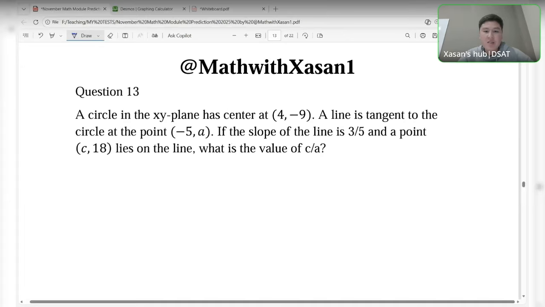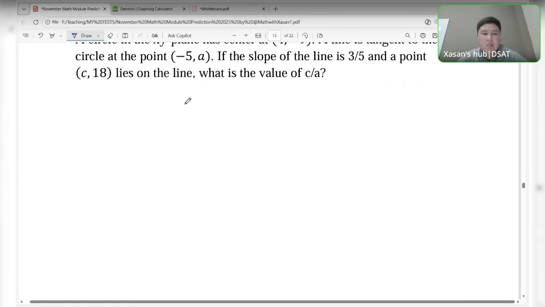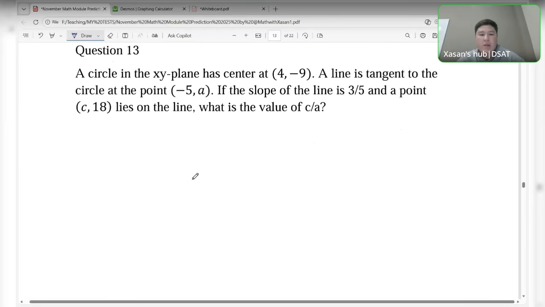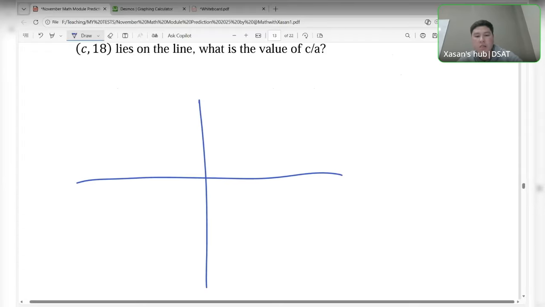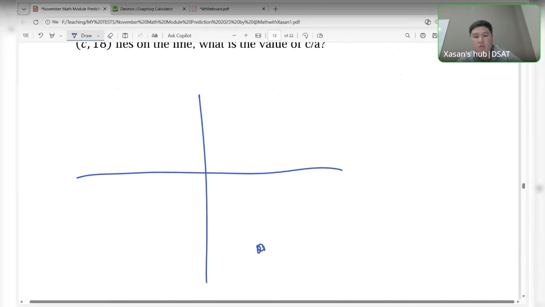We got a circle in the xy plane, which has center (4, -9). A line is tangent to the circle at point (-5, a). If the slope of the line is 3/5 and the point (c, 18) lies on the line, what is the value of c divided by a? Yes, let's just draw it. Like we have a center, we have a circle. I guess I cannot draw it exactly. Somewhere here.